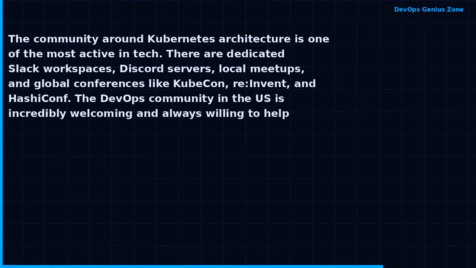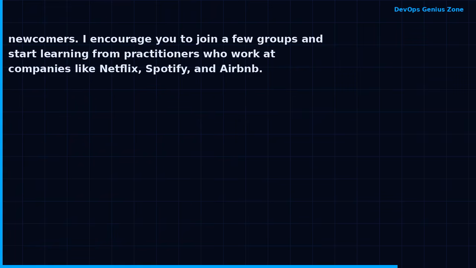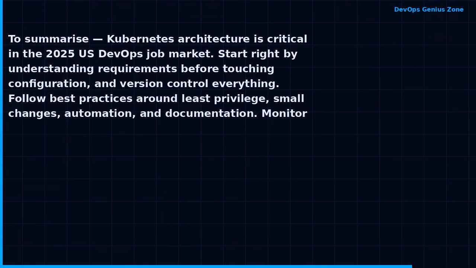The community around Kubernetes architecture is one of the most active in tech. There are dedicated Slack workspaces, Discord servers, local meetups, and global conferences like KubeCon, reInvent, and HashiConf. The DevOps community in the US is incredibly welcoming and always willing to help newcomers. I encourage you to join a few groups and start learning from practitioners who work at companies like Netflix, Spotify, and Airbnb.